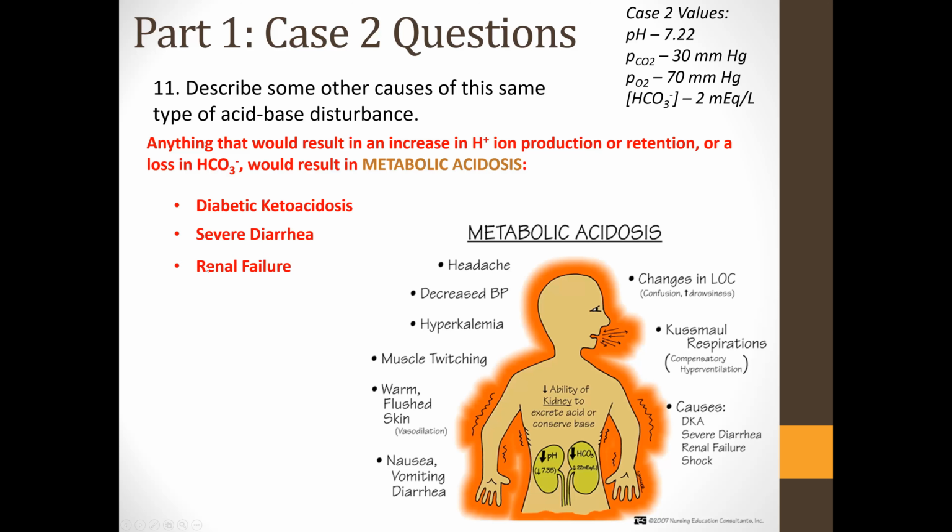failure, so if the kidney has difficulty getting rid of hydrogen ions, methanol or ethanol toxicity, because both of these forms of alcohol are actually converted to acetic acid when they're being broken down, which raises the acid content of the blood. And then I didn't list lactic acidosis because that was the focus of this particular case.